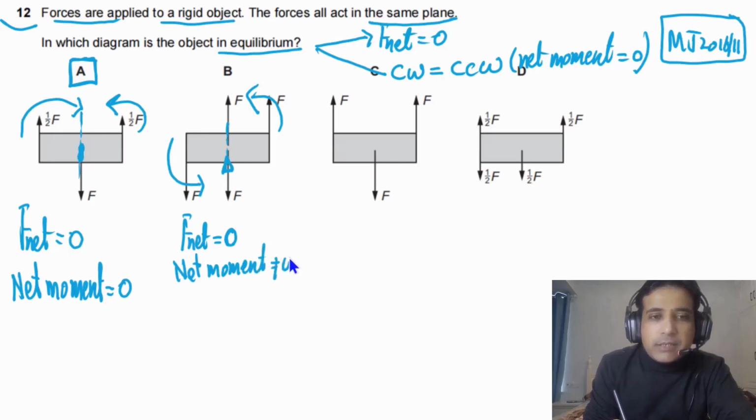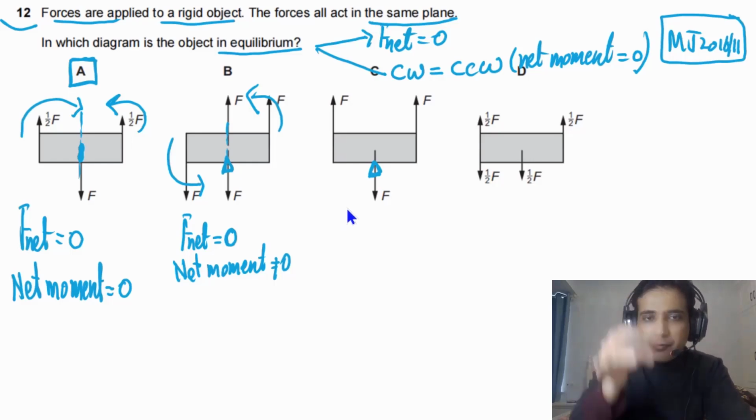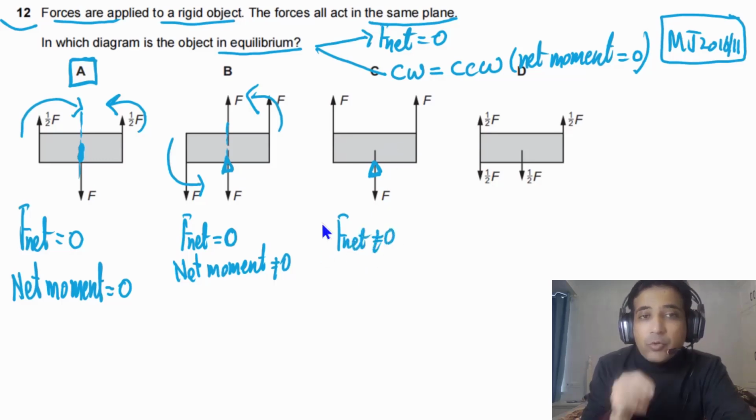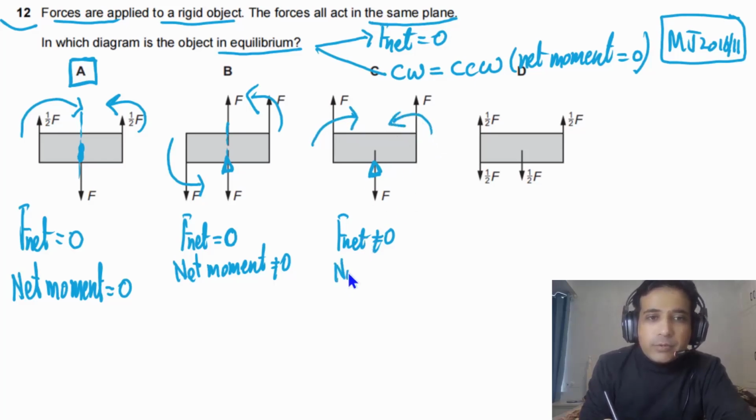We can go to the next now, and we can take our pivot in this case at this point. F net in this case is not equal to 0 because 2F is acting up and 1F is down. But the net moment is 0 because the moment due to this one will be clockwise, and the moment due to this one will be anti-clockwise. So the net moment in this case is equal to 0 because the forces have the same magnitude and the perpendicular distance from the pivot is also the same.